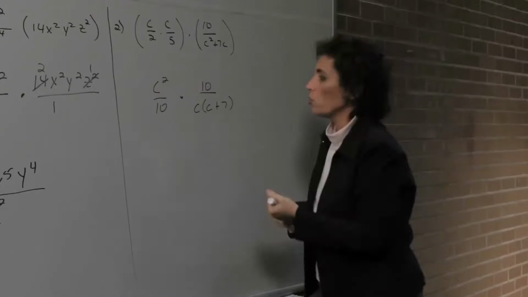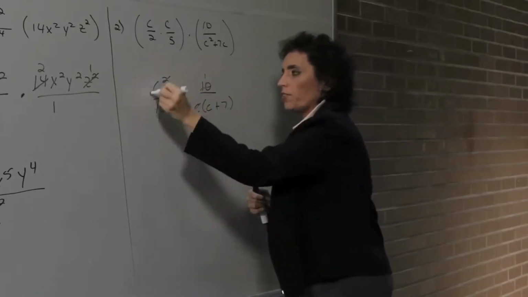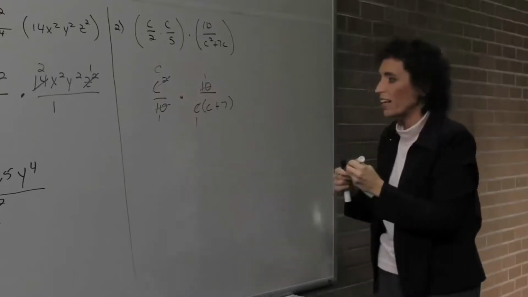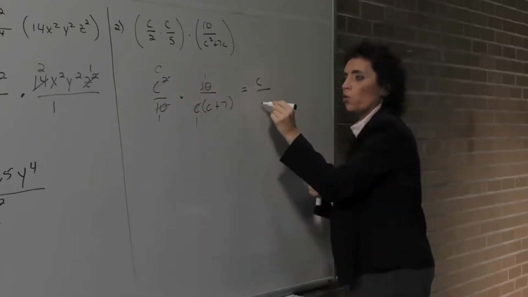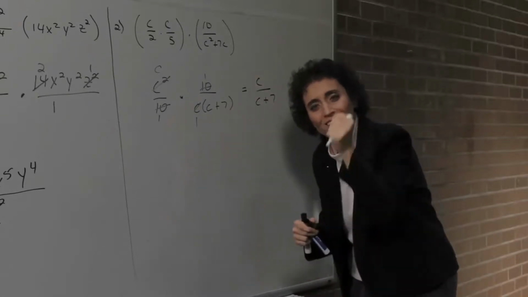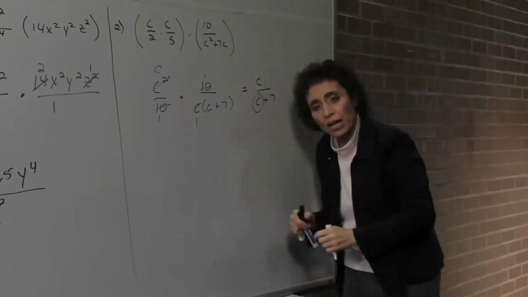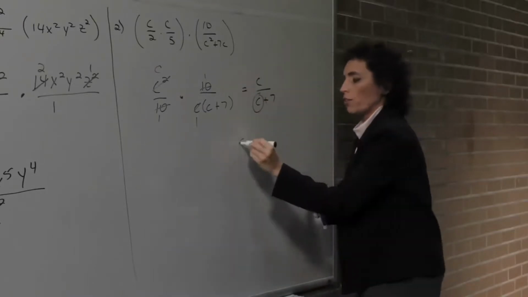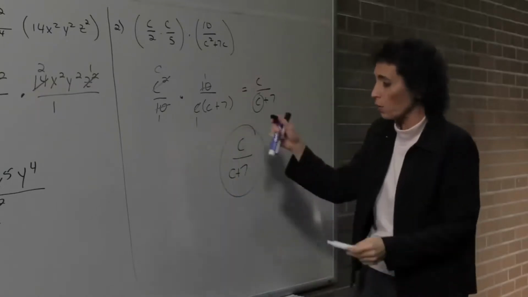Okay, so I'm going to reduce. Good night, 10s. Good night, c. There's a c left upstairs. So I have finally, as my final answer, c over c plus 7. Can you reduce the c's? Please be saying no, because the answer is no. Why is the answer no? Because this c is a term, and I can't reduce terms. So the final answer is c over c plus 7, and you're done with those 2 problems.